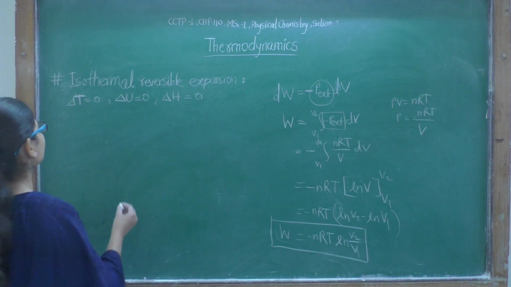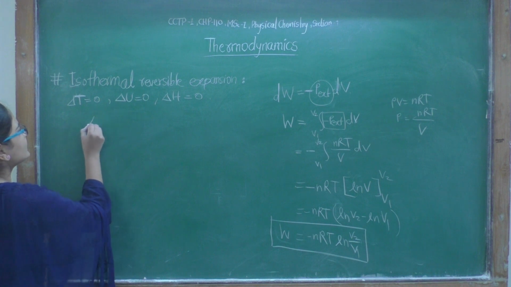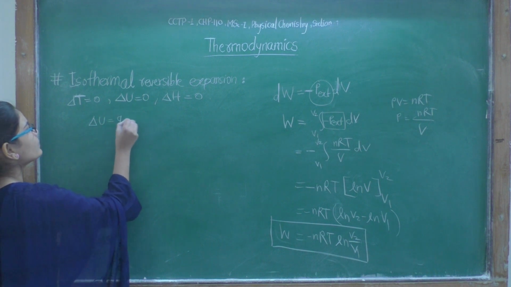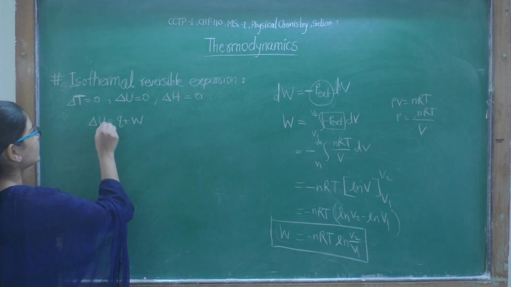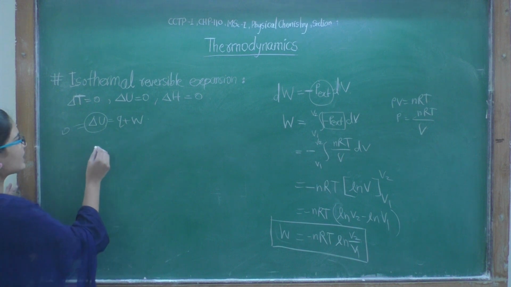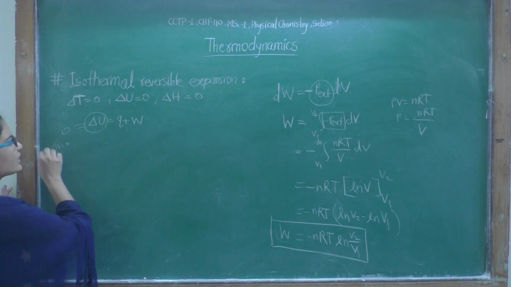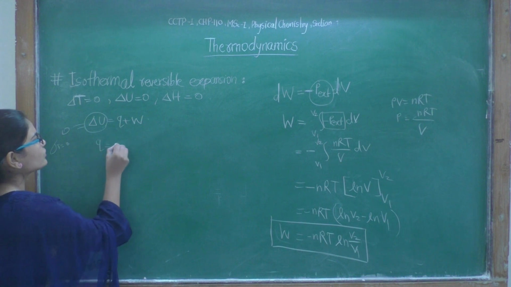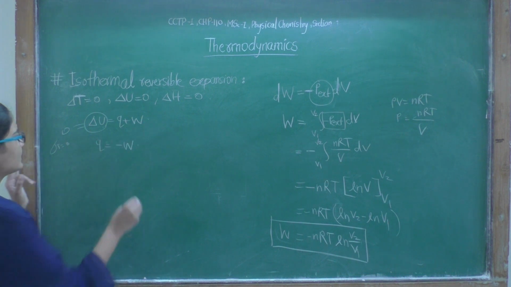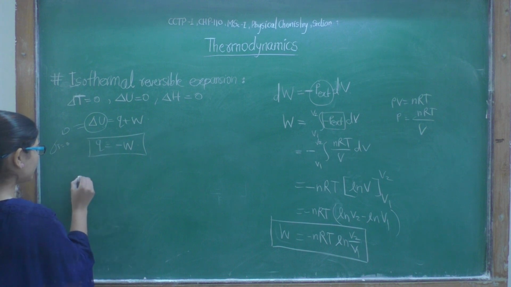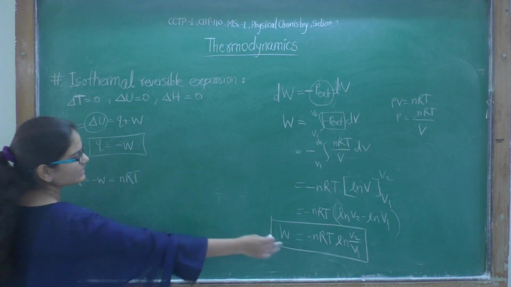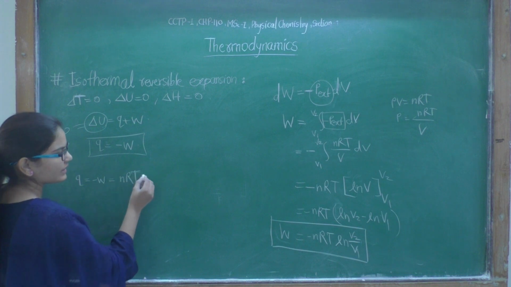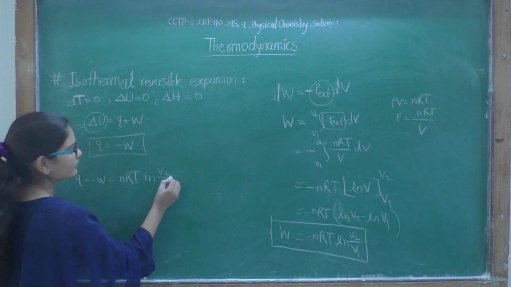Now what will be the heat? We know that delta U is equal to Q plus W. Now delta T is equal to 0, therefore delta U is equal to 0. Q is equal to minus W then. So heat will be Q equals minus W. It is equal to nRT, this minus sign will be neutralized, nRT ln V2 by V1.